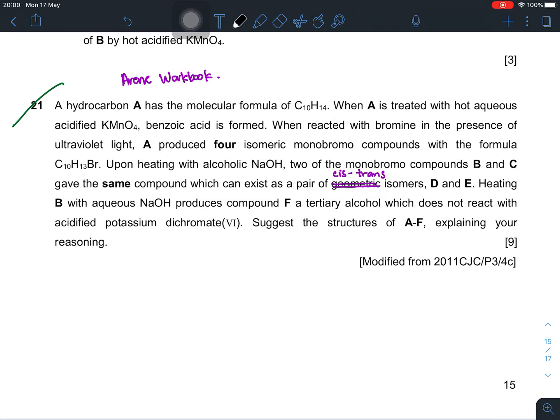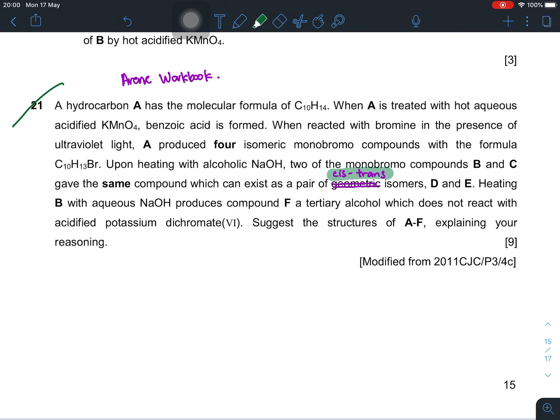We're going to go through an elucidation question. This is from Arene's workbook, structured question 21. So before we start, can you just change a phrasing over here? We are going to change the word geometric to cis-trans because this is the term that we use in the current syllabus.